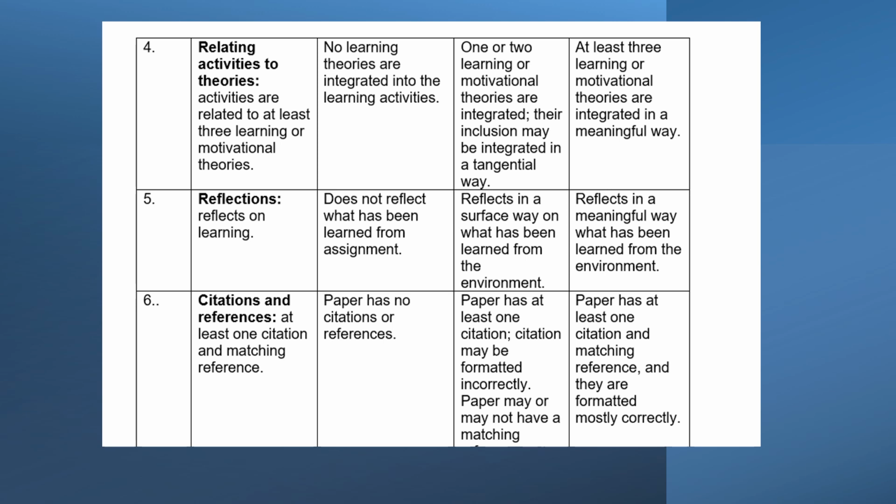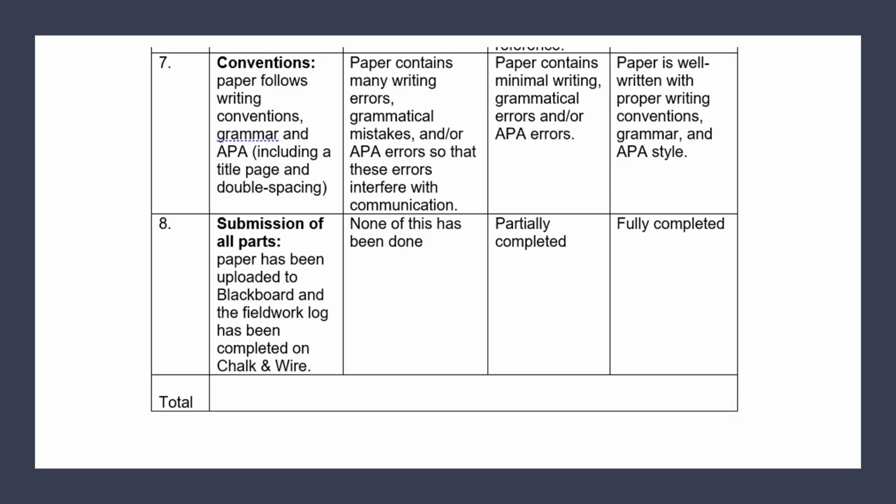Your reflection: did you really reflect on your learning or did you just write a conclusion? And your citation and references. Do you have at least 1 citation and a matching reference correctly formatted? The final 2 components of the rubric are conventions. That is, did you write well? Did you proofread your paper? Were there no spelling and grammatical mistakes? Did you follow APA format? And finally, did you upload your paper to Blackboard and your Fieldwork log on Chalk and Wire?